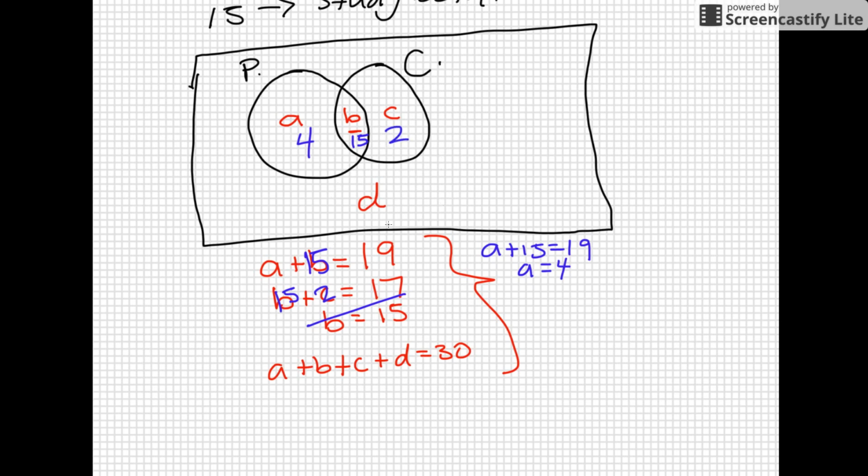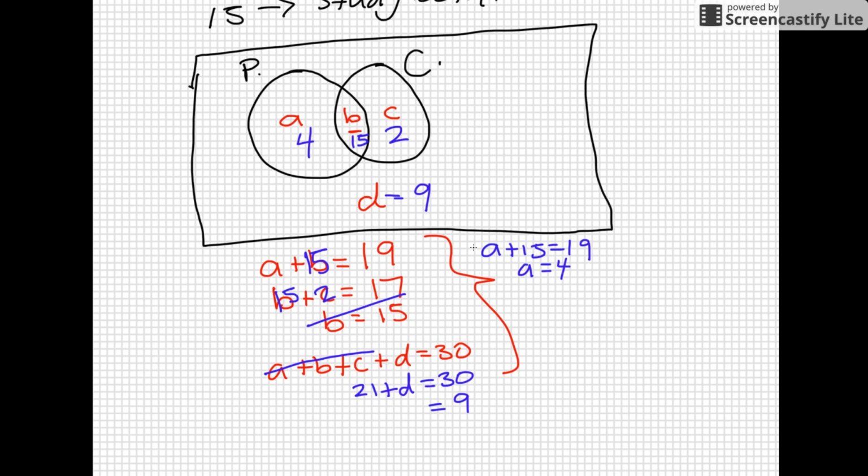There we are. Final step, well, we've got 4, add 15, add 2. This adds up to 21 altogether. So 21, add D equals 30. So that leaves 9 students who don't study either. So that's how we set that up.